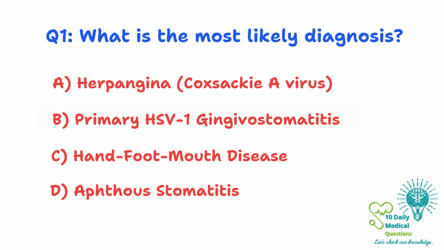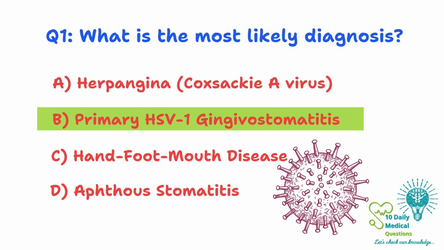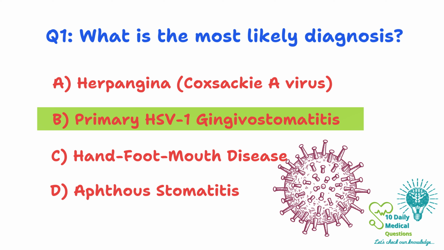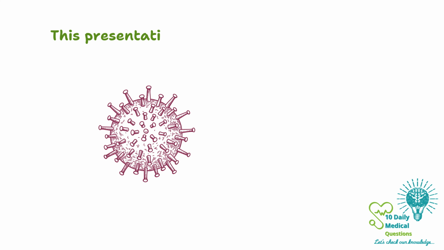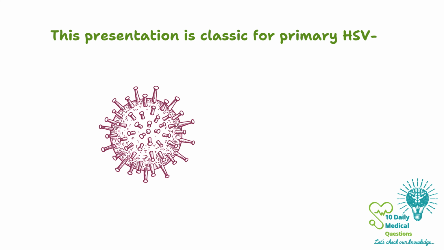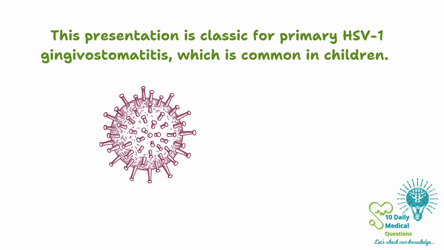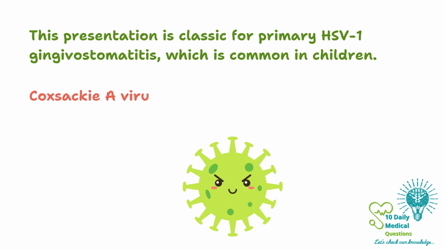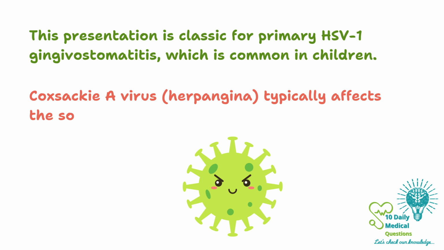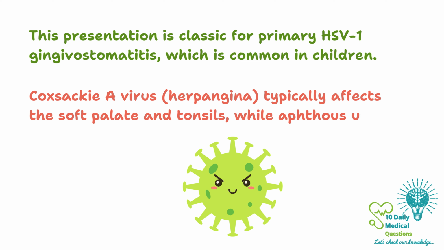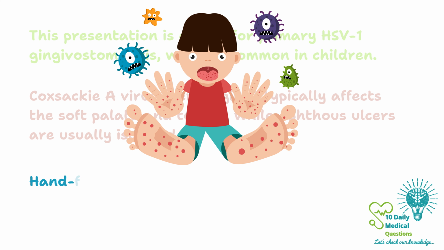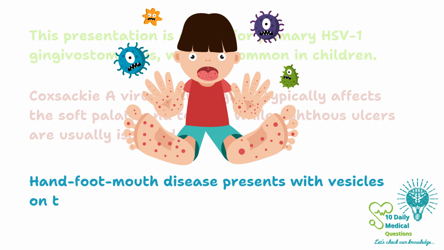Answer: Primary HSV-1 Gingivostomatitis. This presentation is classic for primary HSV-1 Gingivostomatitis, which is common in children. Coxsackie-A virus or herpangina typically affects the soft palate and tonsils, while aphthous ulcers are usually isolated. Hand, foot, mouth disease presents with vesicles on the hands, feet, and oral mucosa.